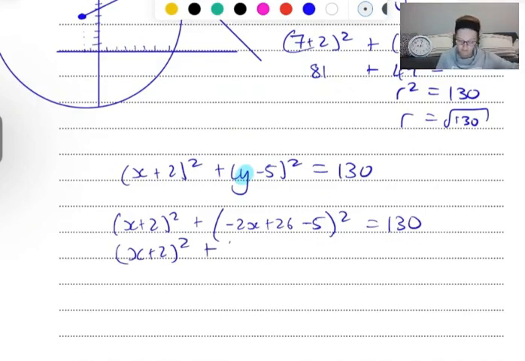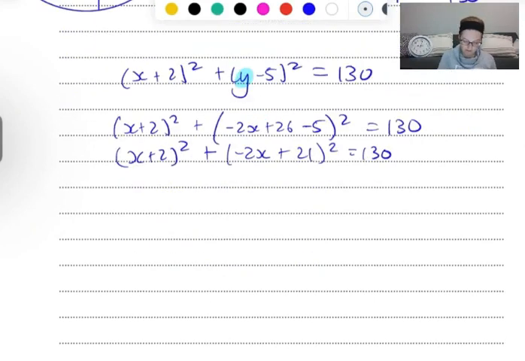Okay, minus 2x, 26 minus 5. I should be able to do that. So this is x squared plus 4x plus 4, plus minus 2 times minus 2 is 4, 4x squared. I'm just doing this on my calculator. Minus 2 times 21 times 2 is minus 84x, plus 21 squared.